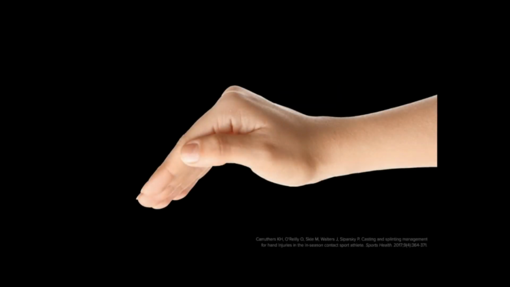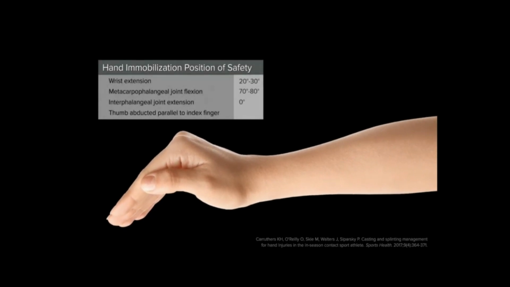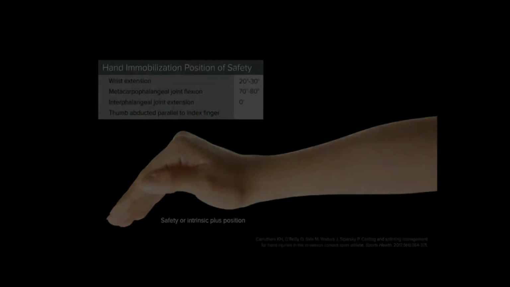When discussing phalangeal fractures, it is important to make note of the functional immobilization of the hand. This is called the safety or intrinsic plus position. The wrist is held in extension of 20 to 30 degrees, the metacarpal phalangeal joints in flexion of 70 to 80 degrees, the interphalangeal joints in 0 degrees of extension, and the thumb is abducted parallel to the index finger. This position helps in preventing abnormal contractures of the collateral ligaments and intrinsic muscles.